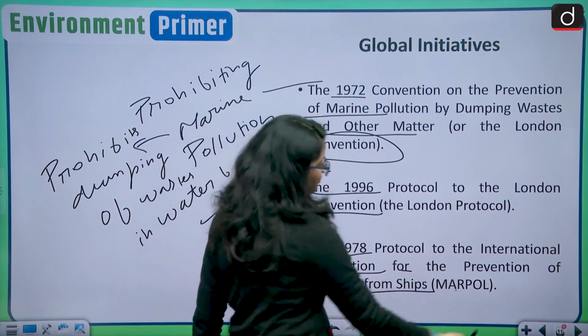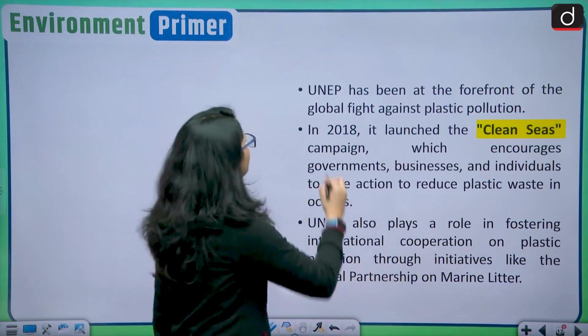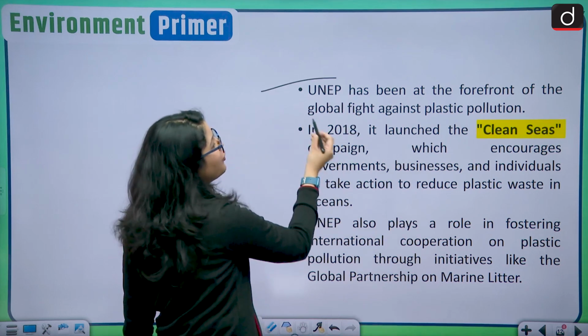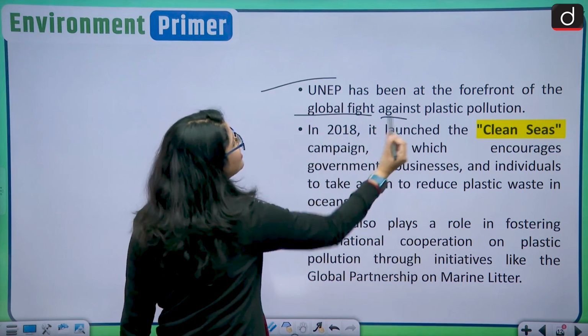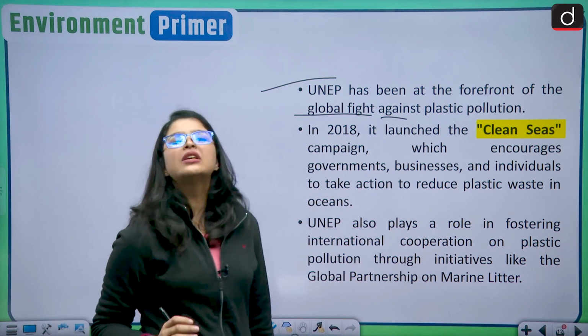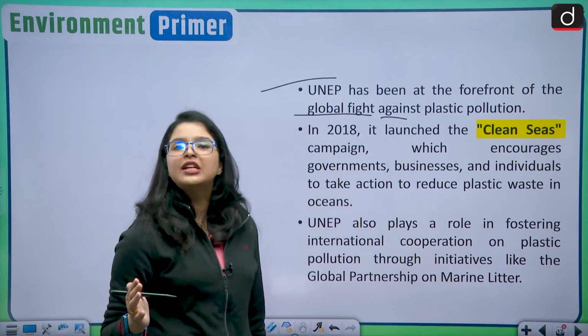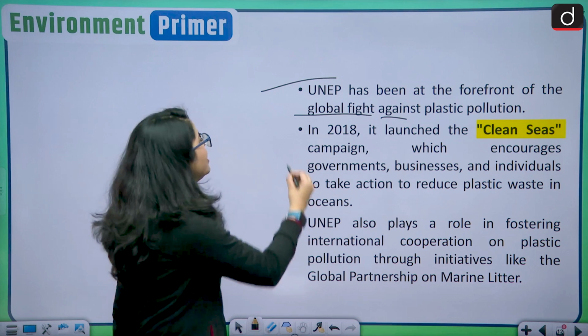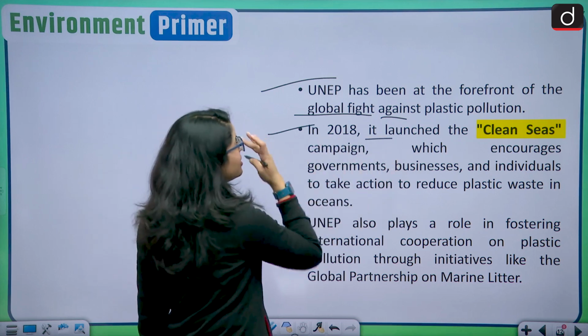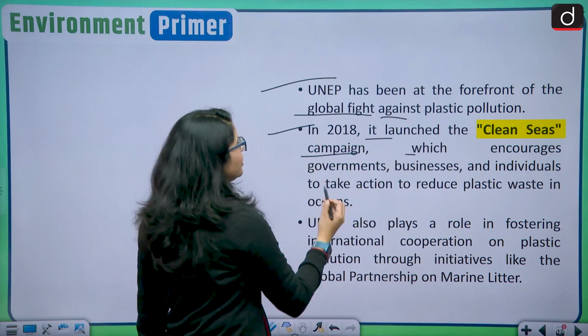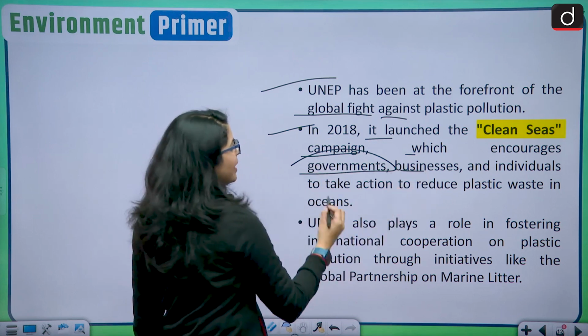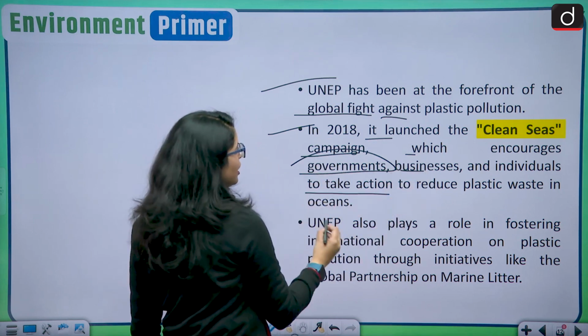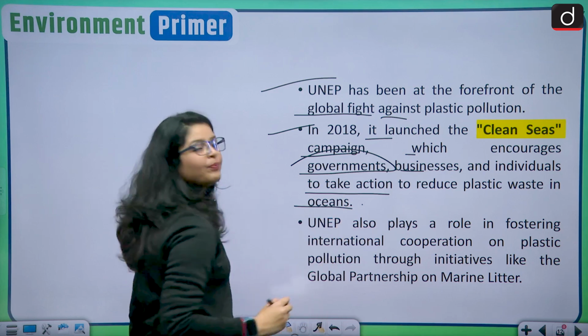Moving forward, UNEP has been at the forefront of the global fight against plastic pollution. And what is this UNEP? It is the United Nations Environment Programme. So in 2018, it launched the Clean Seas campaign, which encourages governments, businesses and individuals to take action to reduce plastic waste in the oceans.